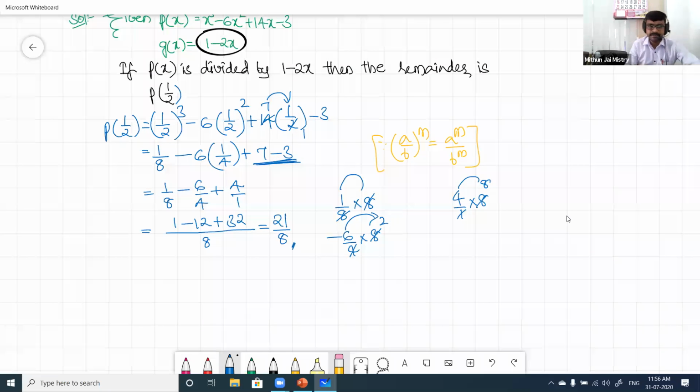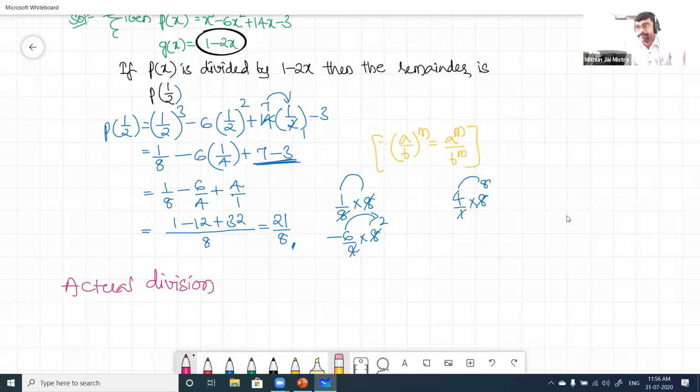So now we have to divide with the actual division. Let me write here actual division as a side heading. Actual division means long division. Now you have to divide in the long division method and check whether we are getting the same remainder or not. What is the remainder? 21 by 8. The same 21 by 8 we should get, right? So by the actual division.